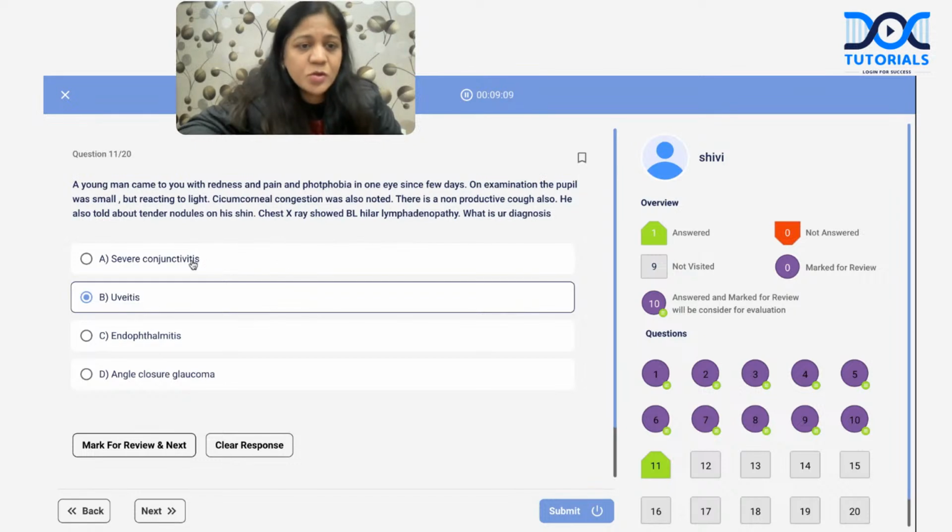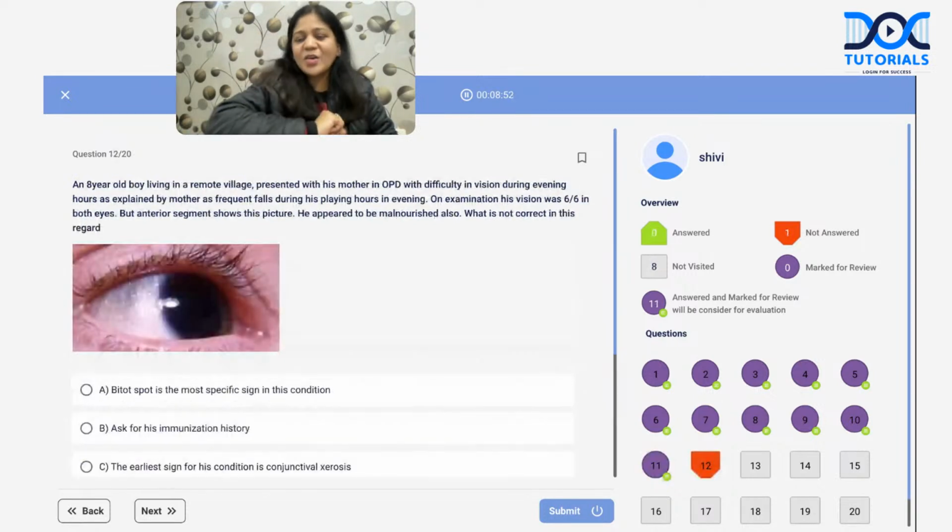Conjunctivitis will never give you a small pupil. There will not be circumcorneal congestion. In endophthalmitis you will also have a loss of vision. And angle closure glaucoma, guys, is totally out, because in angle closure glaucoma the pupil will be large, mid-dilated, fixed, oval. So the pupil gives you the diagnosis here.